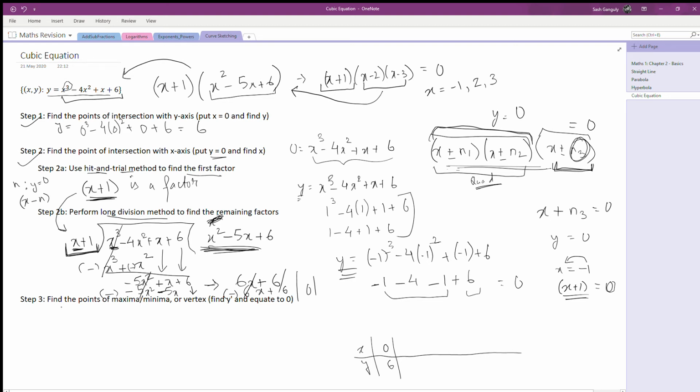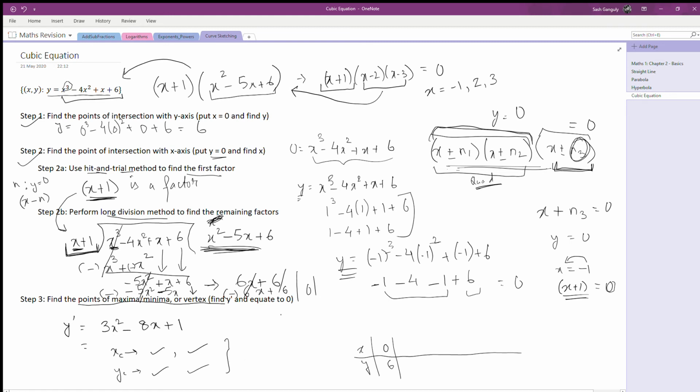Now the final one is to find the points of maxima and minima. Now because this is a cubic equation, we might have 2 points where we get maxima and minima. So we have y dash, and y dash is equal to, let's say, 3x squared minus 8x plus 1, right? So then you solve this quadratic, and once you solve this quadratic, you'll get two values of x, so two critical points, 1 and 2, and then you find its corresponding y coordinate, 1 and 2. So this is something which I won't cover now because I've already done that for the parabola part.